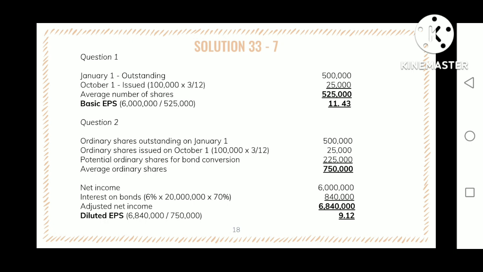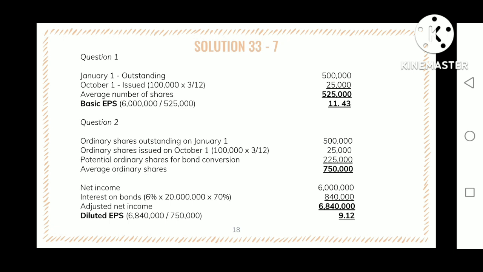The next step is to add the net income plus interest on bonds of 840,000. We get the adjusted net income of 6,840,000. So, we now have the average ordinary shares and the adjusted net income. We just divide them. We get the diluted earnings per share of 9.12.